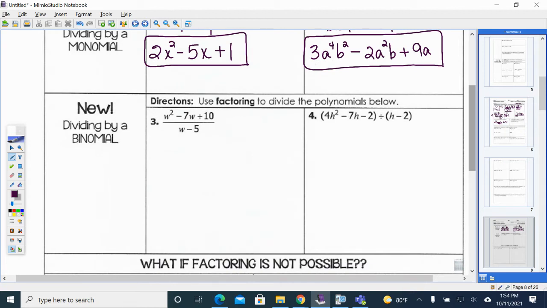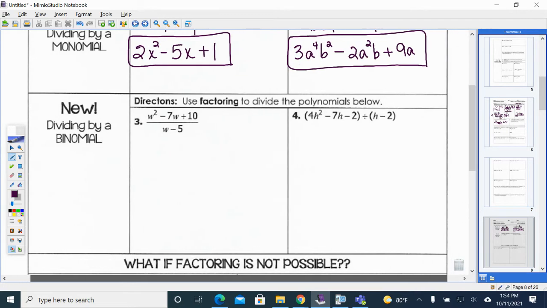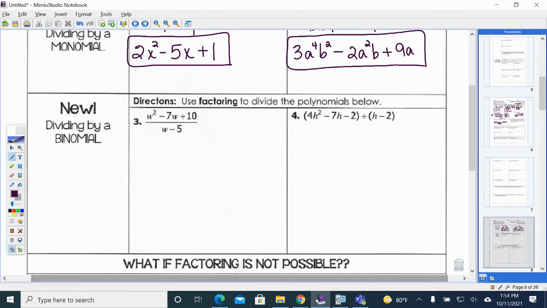But what if we're not dividing by a monomial? What if we're dividing by a binomial? Now, this section here is asking you to divide by factoring. We are not going to do that. We are not going to divide by factoring.